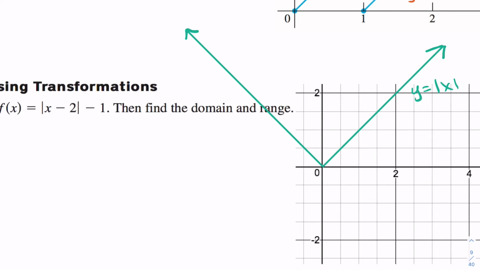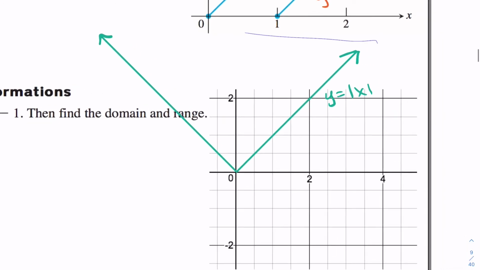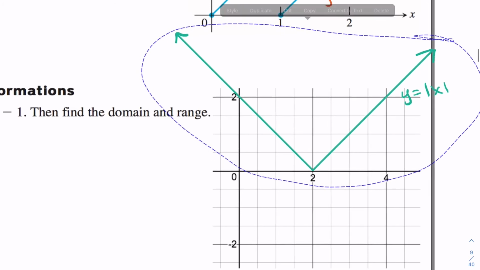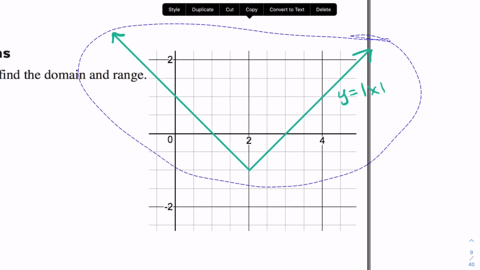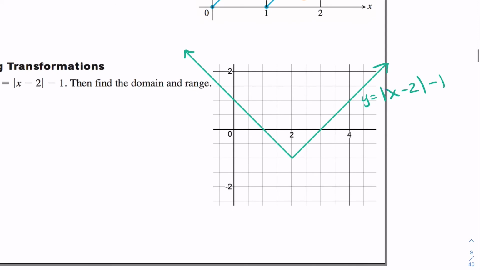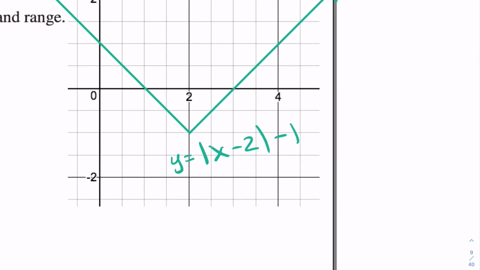And the reason why it's 2 units to the right is because what number would get me a 0? 2 minus 2 would be 0. So we are moving it to the right 2 units, which is right there. And now we're going to move it down 1 unit because that is a vertical shift down 1. And there we go. So that is now the absolute value of x minus 2, all minus 1. Let me try to make the absolute value a little bit nicer.